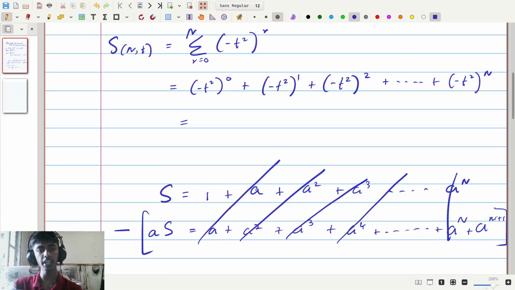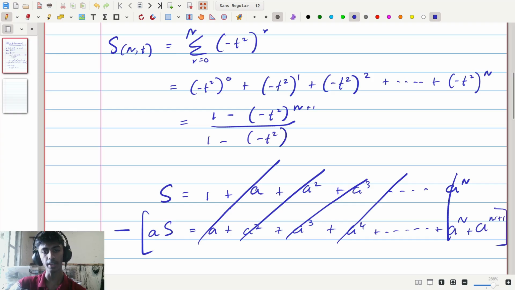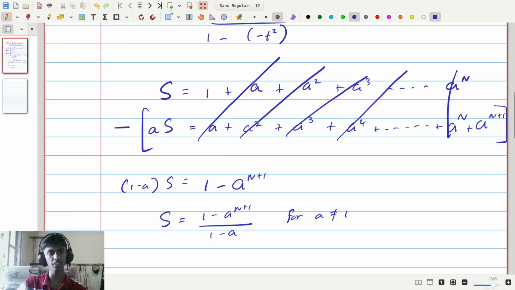So in this case, since a is negative t squared, we can write that the sum is equal to 1 minus the ratio negative t squared to the power of number of terms plus 1, as in n plus 1, divided by 1 minus the ratio, which is negative t squared. So this sum is equal to this.